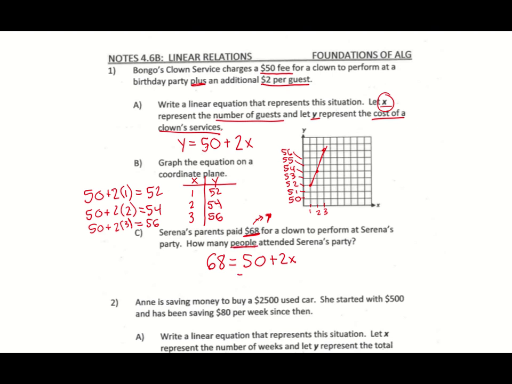So if I subtract 50 from both sides, I want to get x by itself. 68 minus 50 gives me 18. And I have 2x left on this side. When I divide both sides by 2, I get 18 divided by 2 is 9, and my 2's here go to 1, so I have x equals 9. That means 9 people came to the party. Okay, let's try number 2.